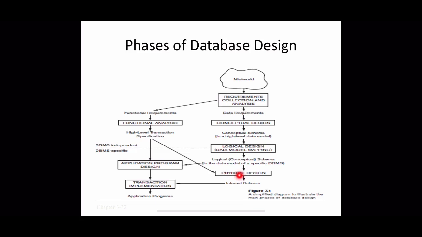And the last step is the physical design phase, during which the internal storage structures, the file organizations, indexes, access paths and physical design parameters for the database files are specified. You can see in the figure that in parallel with these activities, the application programs are designed and implemented as database transactions. These correspond to the high-level transaction specifications we obtained in the conceptual design.